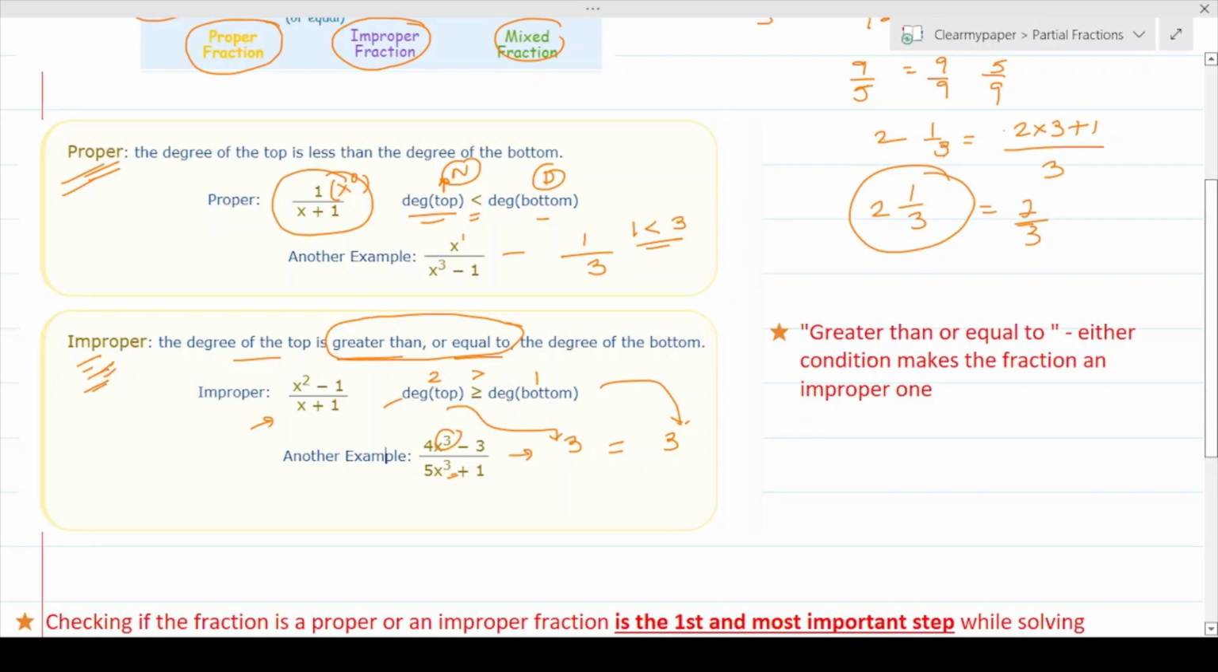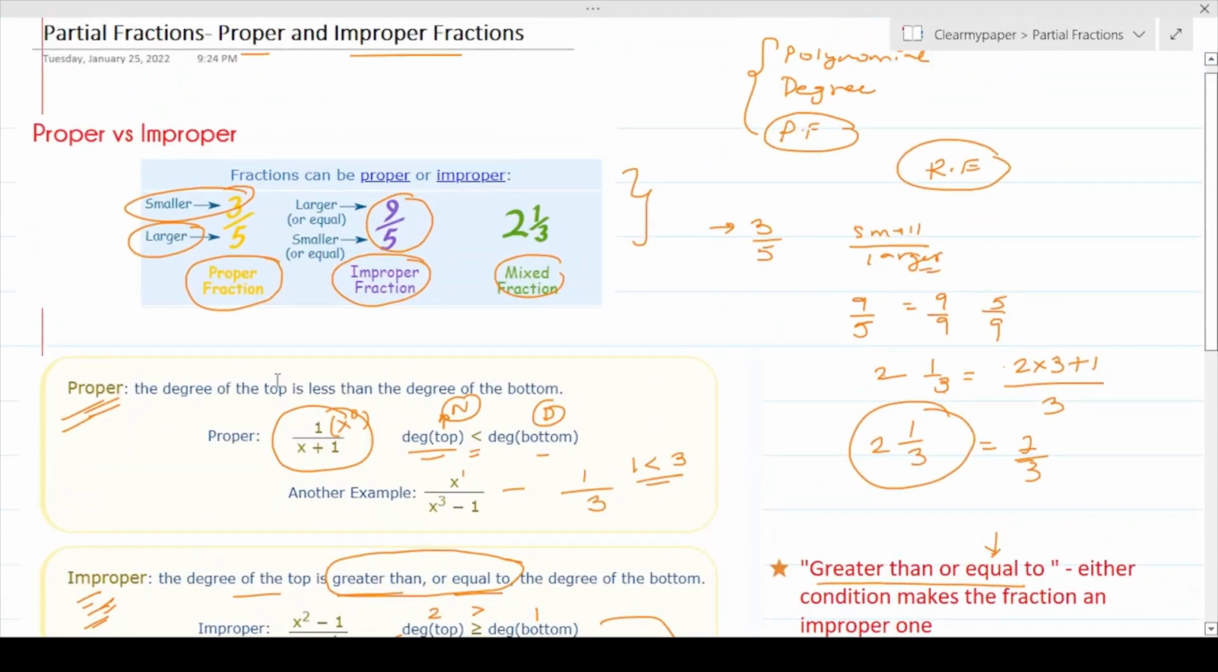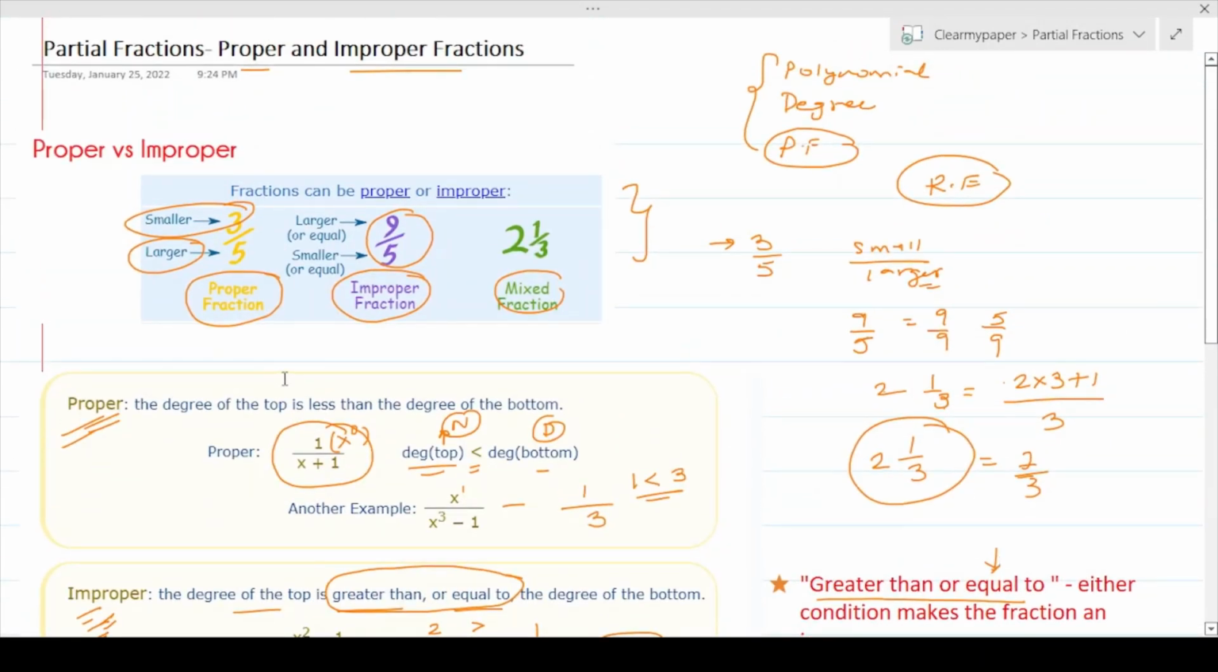And like I said, I put it in red. Always understand, for improper, the degree of the numerator can be greater than or equal to. So don't forget this equal to part here. That condition makes the fraction an improper fraction. So that's what proper and improper fractions are, based on the degree in the numerator vis-a-vis the degree in the denominator.